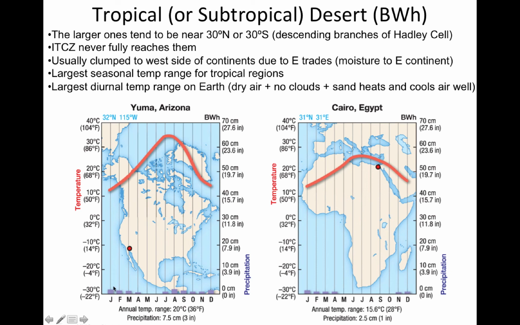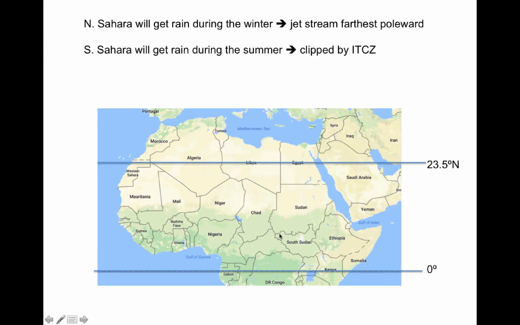So you can see not much precipitation in these zones any time of the year, and getting up to a decent seasonality of temperature as well. Now these subtropical deserts are far enough north that they're starting to get an influence from mid-latitude type cycles. For example, the jet stream. The northern Sahara will get rain during their winter season because that's when the jet stream is farthest poleward.